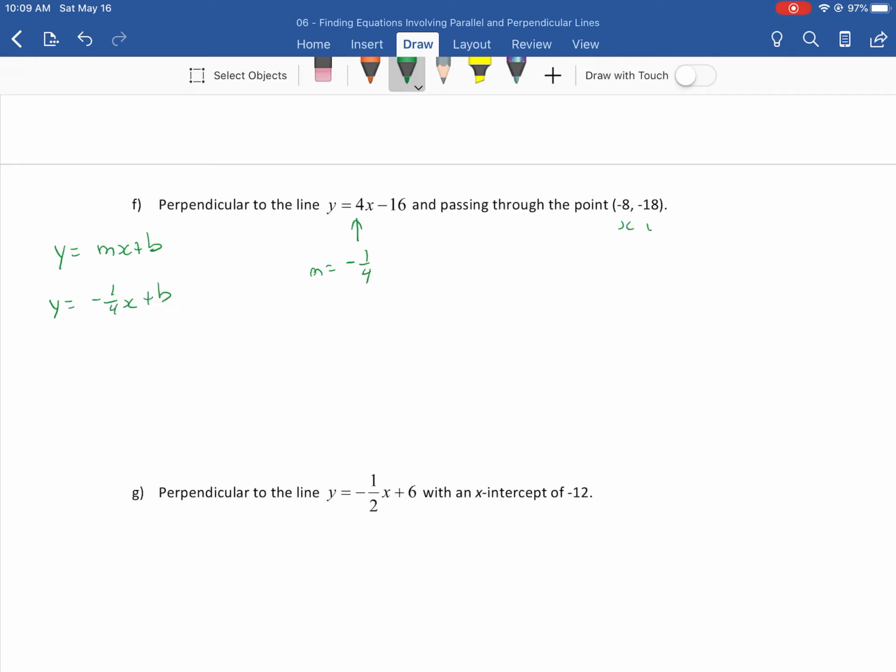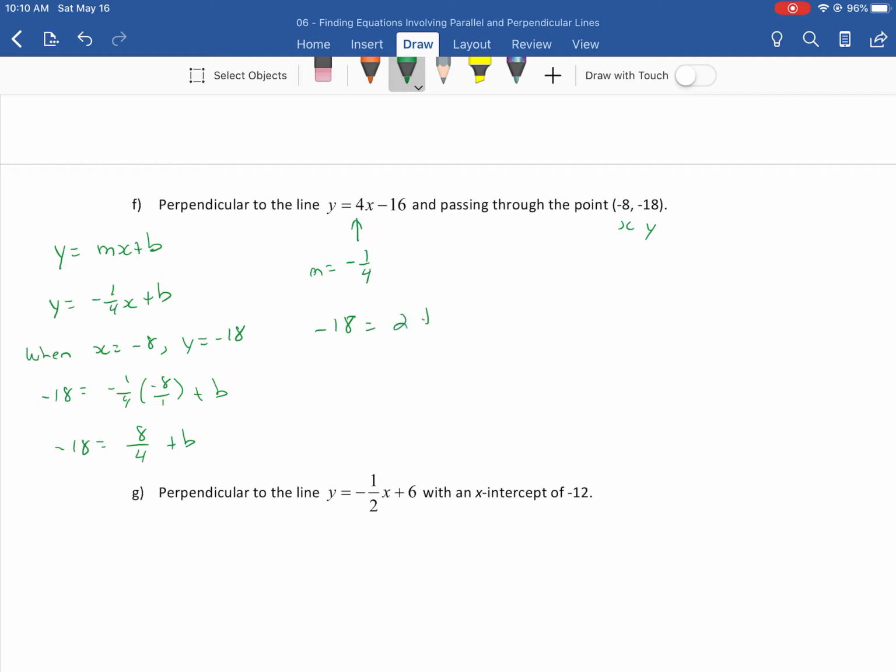And again, they don't give me the b, but they do give me a point that I can use. Write down my fancy sentence here. When x equals -8, y equals -18. Ooh, lots of negatives in this question. And so when I sub in the y there, -18 equals -1/4 times -8. Well, I'm going to put that over 1 right now. I already know what's coming, so I'm going to put that over a 1 because I've got to multiply these two fractions together. And then I get -18. Okay, top times top, I get +8. Bottom times bottom, I get 4.